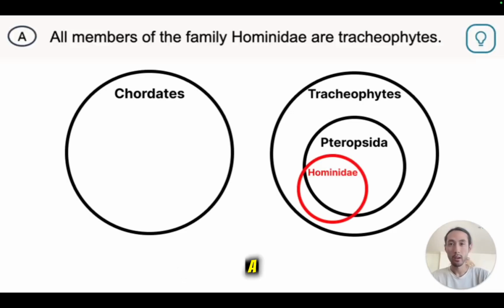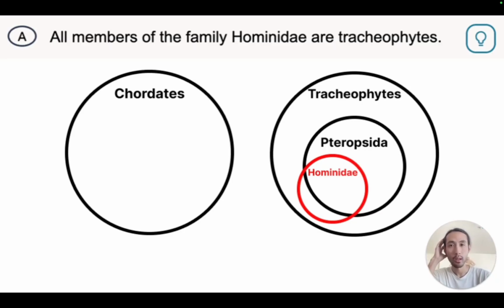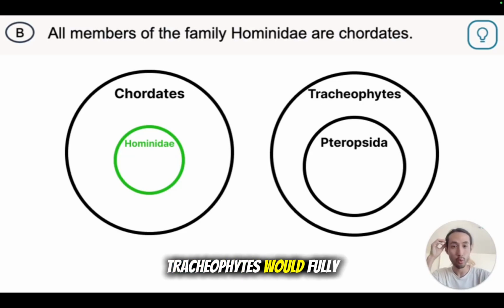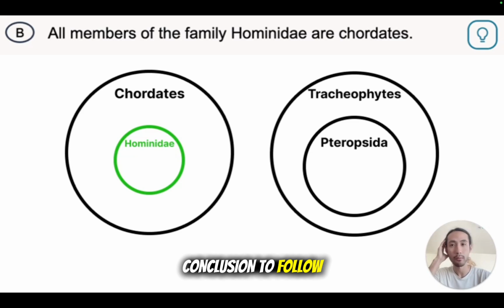Answer choice A, all members of the family Hominidae are tracheophytes. This could put this set in overlap with Pteropsida, which would not guarantee our conclusion. Answer choice B, all members of the family Hominidae are chordates, which means that Hominidae are fully contained in this separate set from tracheophytes, would fully separate it from Pteropsida, allowing our target conclusion to follow.